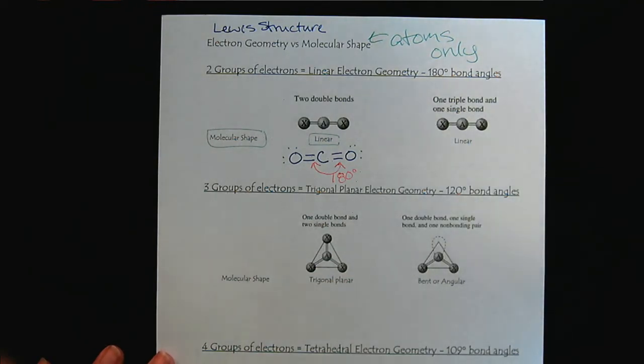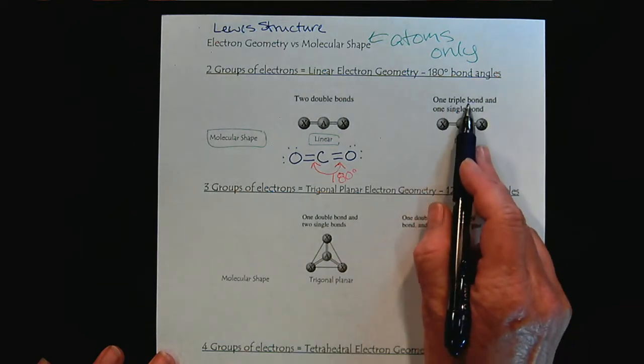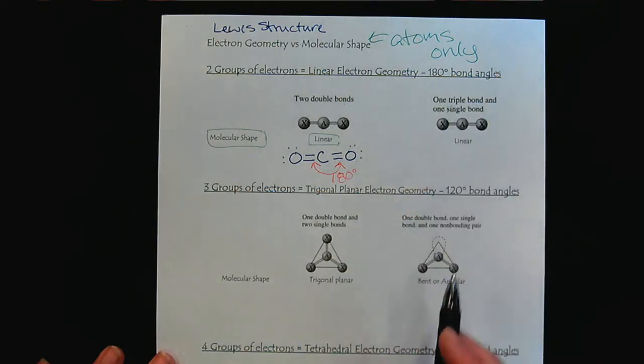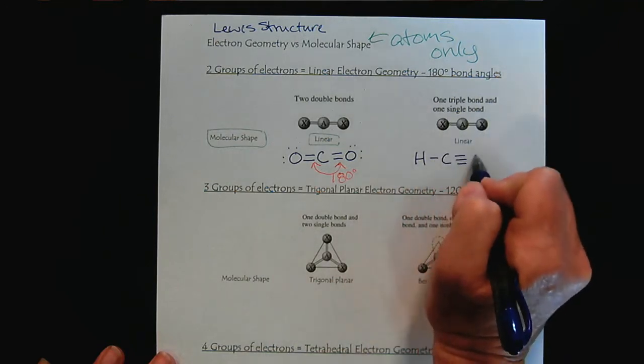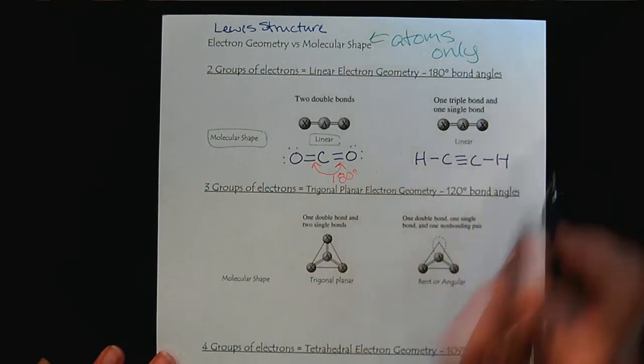Here's another example. What if we could have a triple bond and a single bond? So here's an example. It's a little bit larger molecule. We actually have two central atoms.